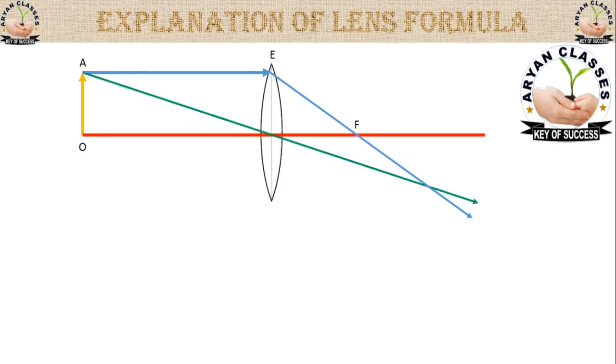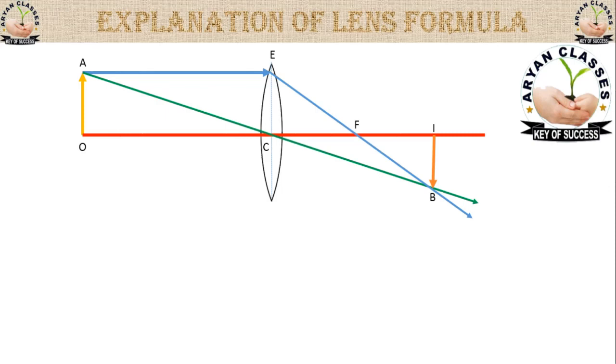The second ray coming from that object passes through C. Both the rays intersect each other at point B. Join B to the principal axis perpendicularly, which meets at point I of the principal axis. We get an image IB.